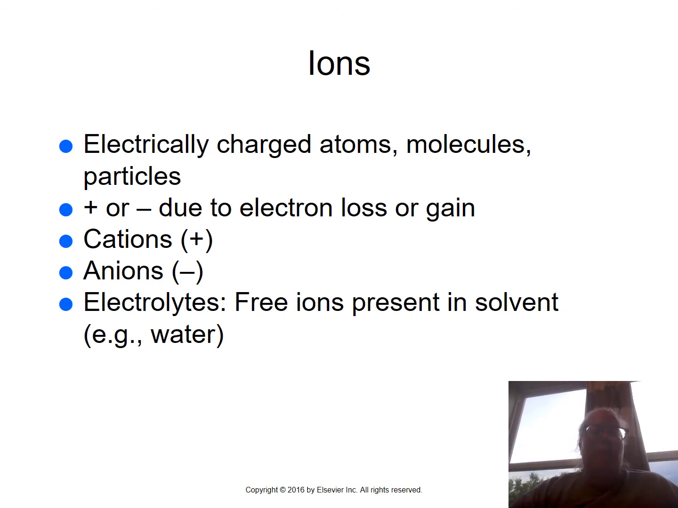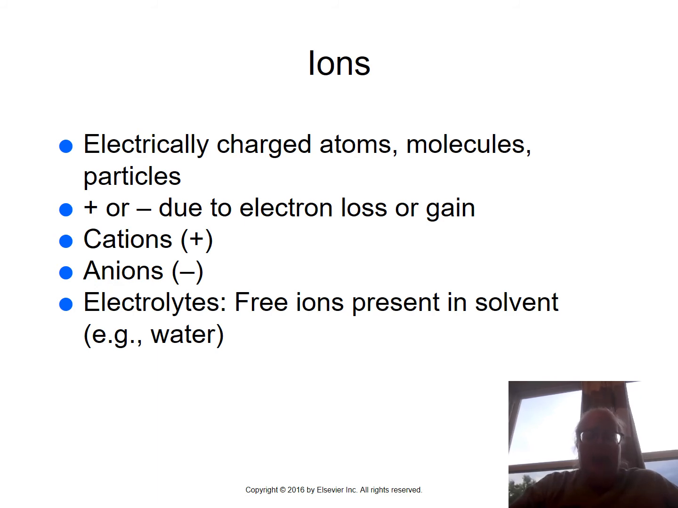Okay, now we want to talk a little bit about ions. So ions are electrically charged atoms, molecules, and particles. They can be positive or negative due to an electron loss or gain. We refer to them as cations, that's a positive. Anions is a negative. And then also electrolytes are free ions that are present in solvent, for example, water. So because solvents contain ions or electrolytes, they are called ionic solutions. Chemically, they are acids, bases, and salts.